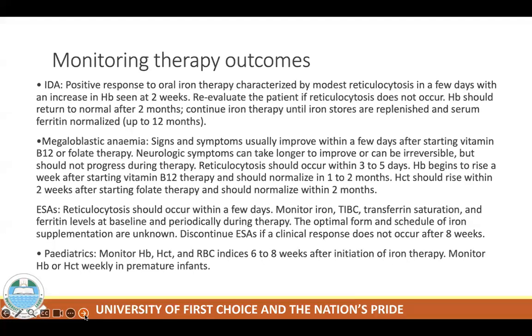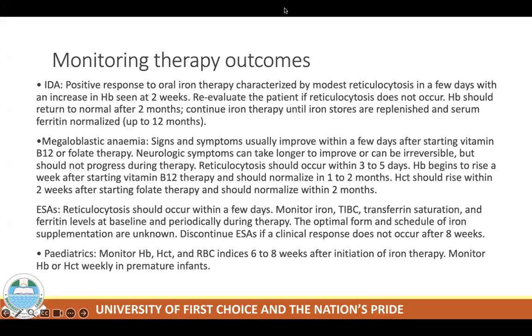For iron deficiency anemia, we expect to see a positive response to oral iron therapy in a few days, and then an increase in hemoglobin by 2 weeks, right? And then you reevaluate the patient if reticulocytosis does not occur within that 2 weeks. You should have seen hemoglobin return to normal after 2 months of starting iron therapy. And then you continue for up to 12 months to replenish serum ferritin, to ensure serum ferritin level has been restored to normal levels.